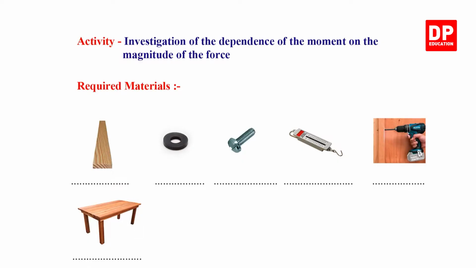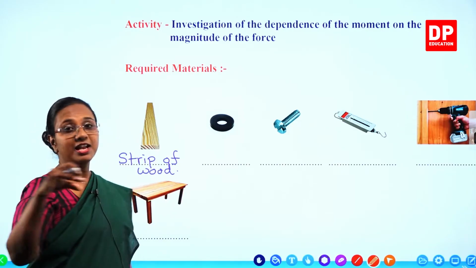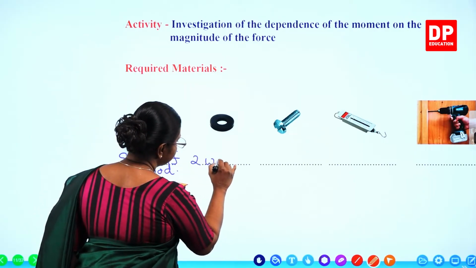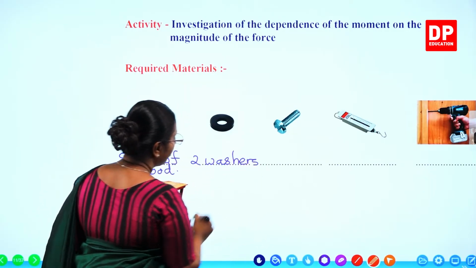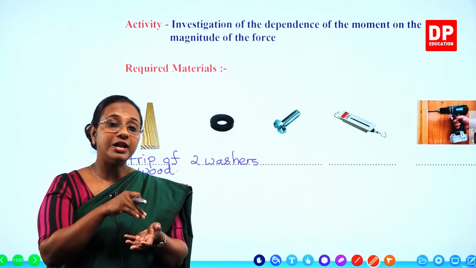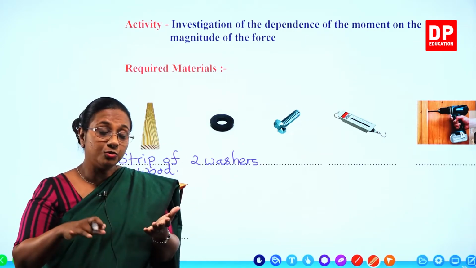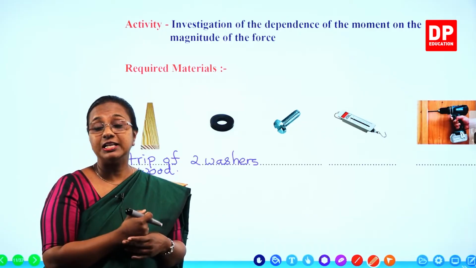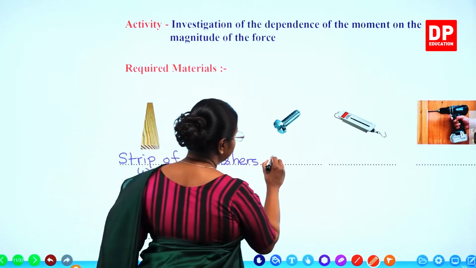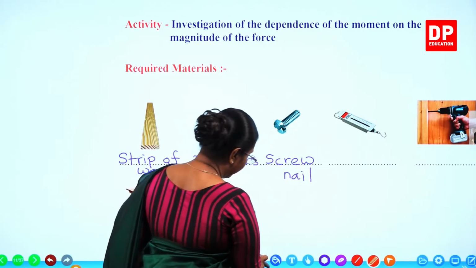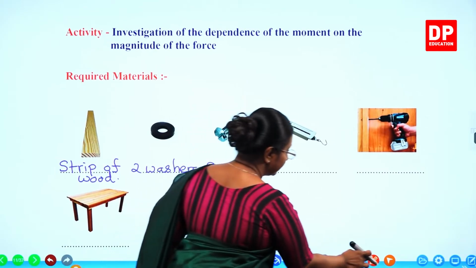Here we need a strip of wood, it has to be a fairly long one. Then we need two washers. You know why we use washers? That is to fit the screw nut so that it doesn't really get stuck to the wood. It will allow the wood to move, but not very freely when you tighten the screw nail. So, here we need the screw nail as well.